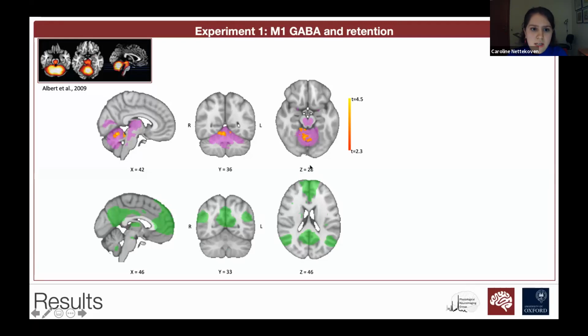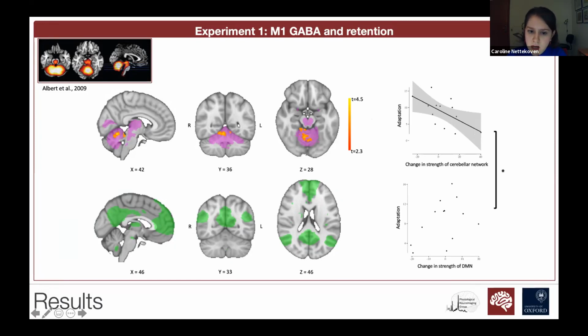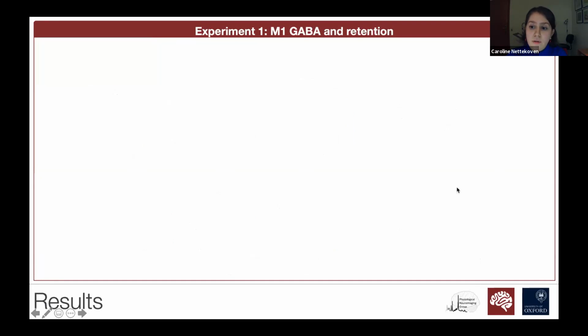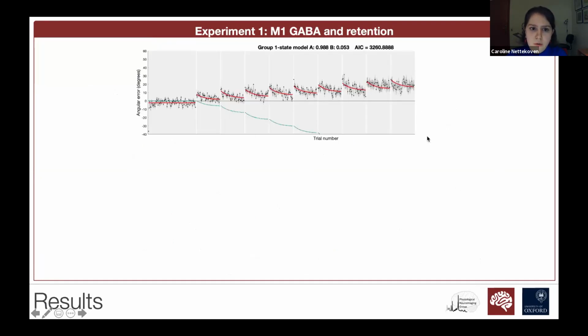What we also did was then extend this analysis that Albert and colleagues did by looking inside the rotation condition and seeing whether we can find a relationship between the strength change of that network and the actual adaptation performance. And that's what we're finding. People having a lower error, so performing better on the adaptation task, also increase the strength of the cerebellar network. And we don't find any kind of similar relationship for change in strength of our control network, and these are significantly different.